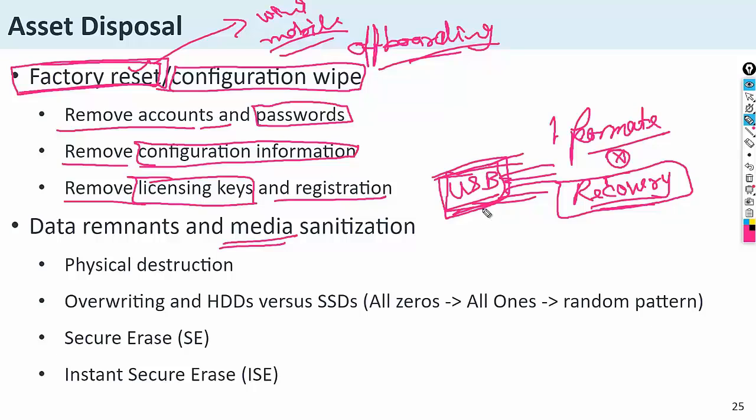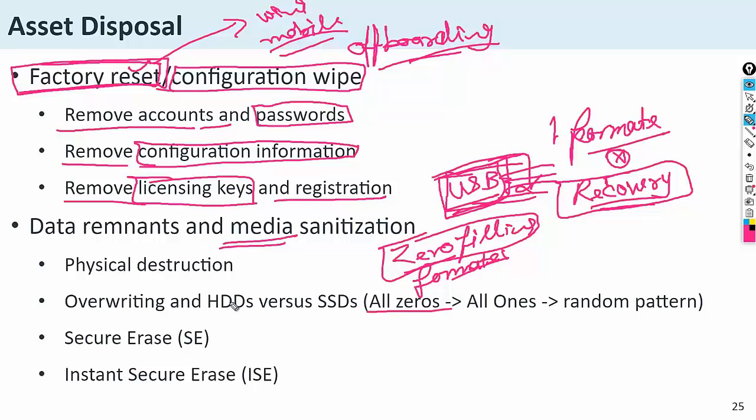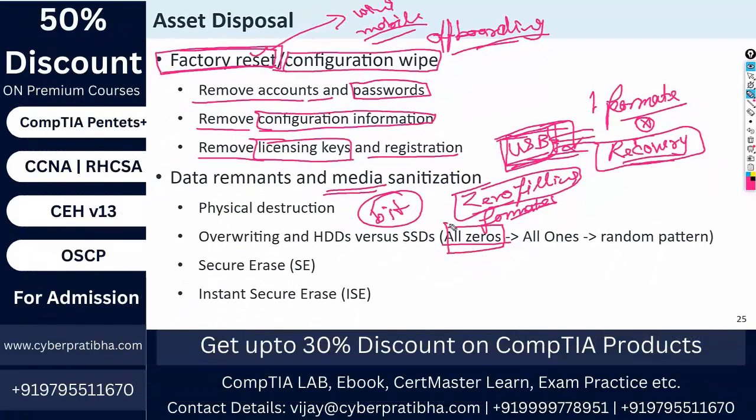So what do you need to do? You need to do the zero filling. It is called zero filling, or you can say the zero format. There are some utility software available for zero filling. They remove all the data, and not only that, they go through all the bytes, because data in a hard disk or SSD is stored in the format of bits. So all the bits will be set to zero first.